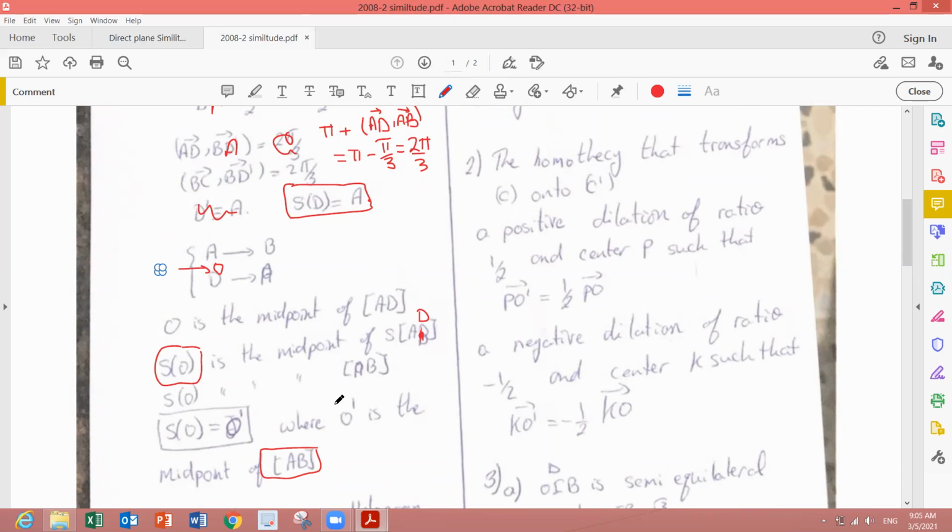How did we get AD onto A? A onto B, D onto A. So S of AD is BA. The image of the segment AD is the segment BA. Yes. It is done.